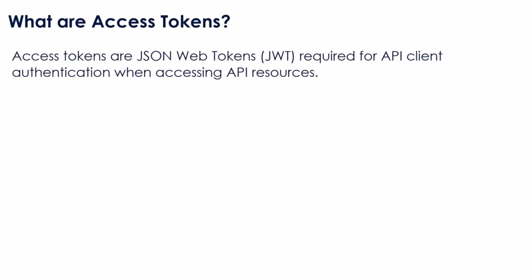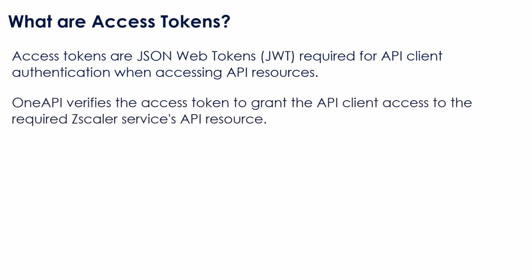Access tokens are JSON Web Tokens, or JWT, required for authentication. When an API client attempts to access any API resource, an access token is created and used for authentication. One API verifies the access token and grants the API client access to the required Zscaler services API resource.